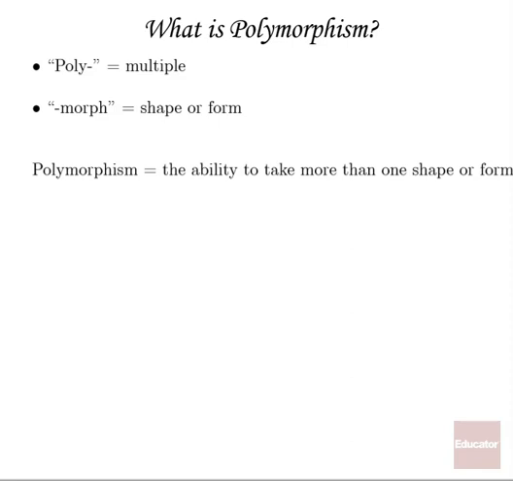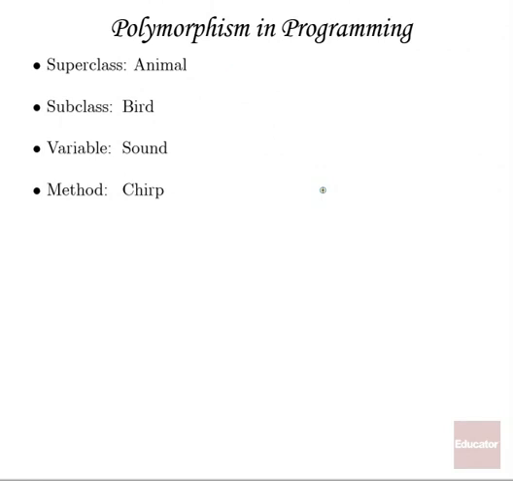So first of all, let's break it down. Polymorphism, if we break that word down, we can try to decide what it means. Poly, first of all, is a prefix that means multiple. And morph, in general, means a shape or a form. So if we put the two words together, polymorph, or polymorphism as a noun, is something that has the ability to take on more than one shape or form. And when we come to polymorphism in programming, let me give you a couple examples here.